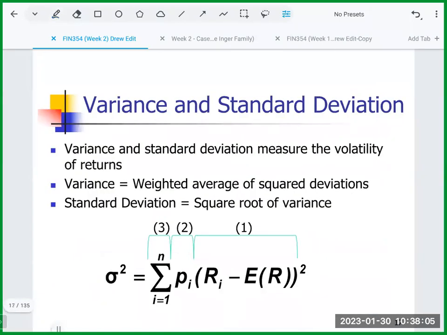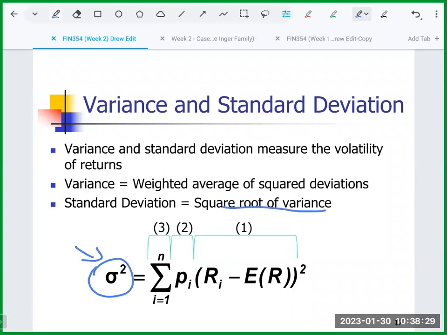Okay, now, so that's about returns. When we want to measure risk, it is measured using standard deviation, okay? But in order to get the standard deviation, we need to calculate the variance. So this formula is the variance formula, right? It's a square. So standard deviation is the square root of the variance.